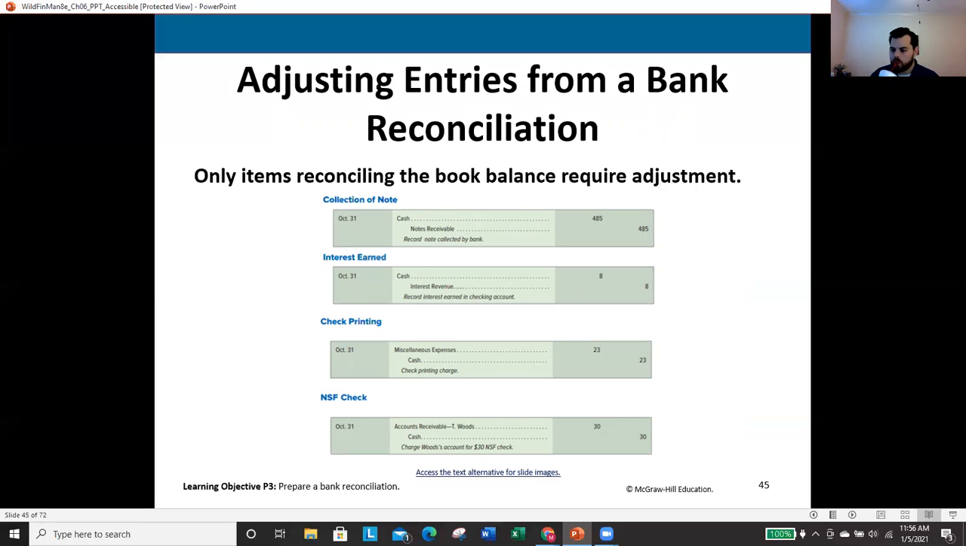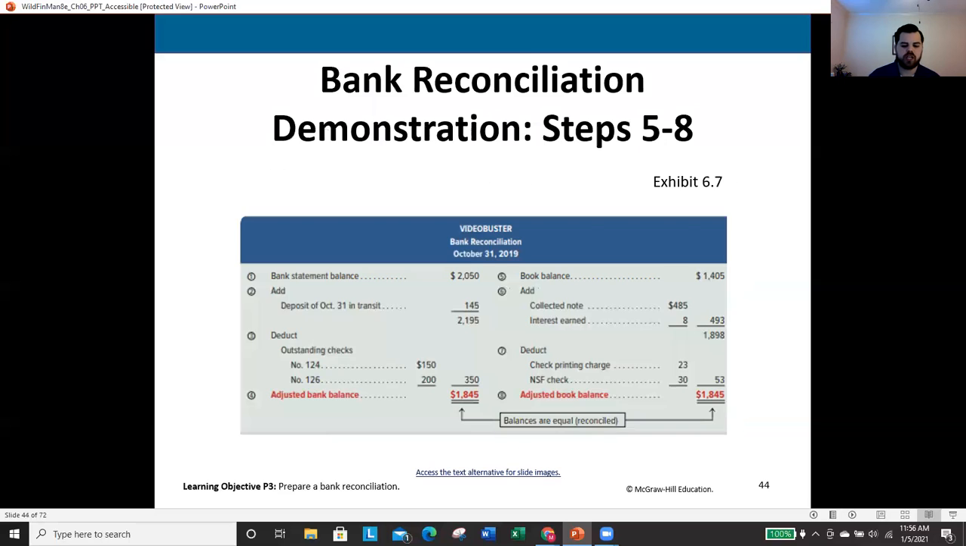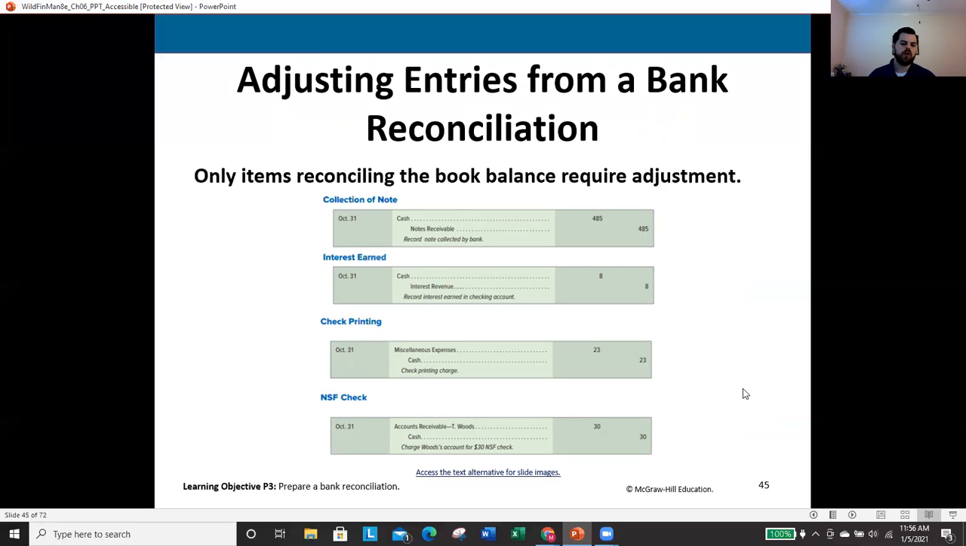So for each of these adjustments that we made, the note, the interest, the check printing, and the NSF, we will need to make a journal entry. So with the note, what happened? Well, we collected cash. So if we have received cash, cash must go up. Cash goes up with a debit, so we simply debit cash. And they told us that was a note that was collected, so we'll simply credit notes receivable, reducing that balance. So you paid me $485, you now owe me less money.